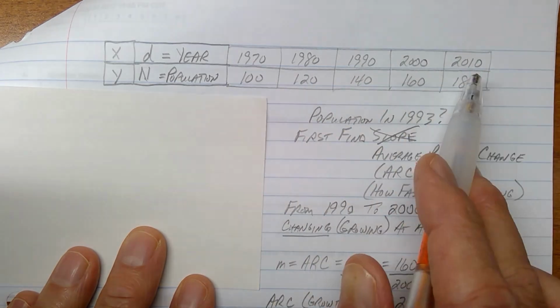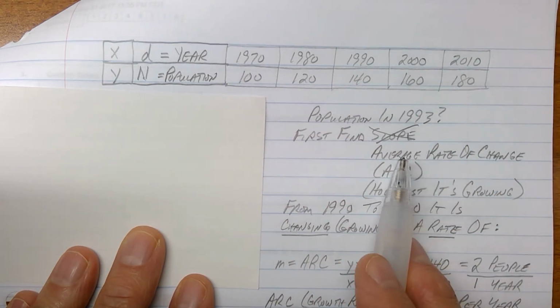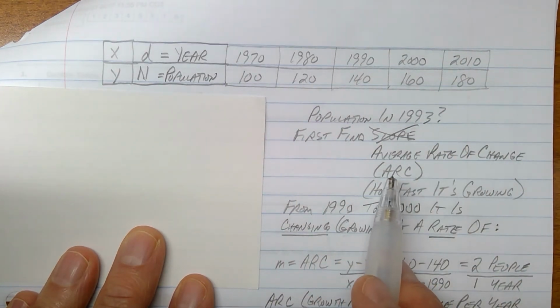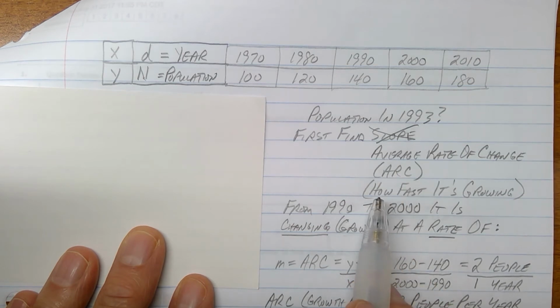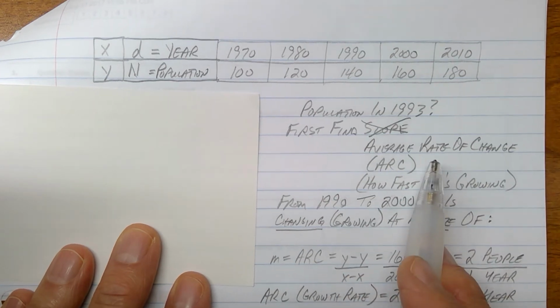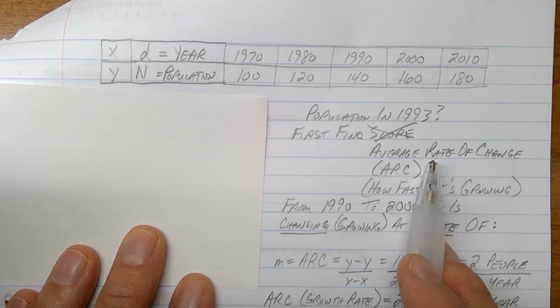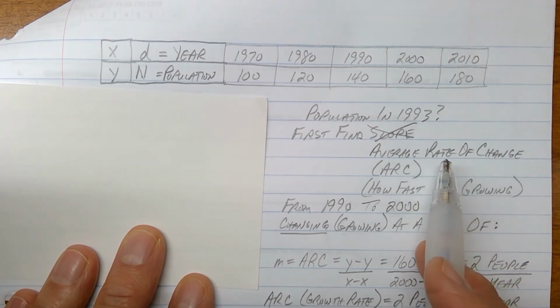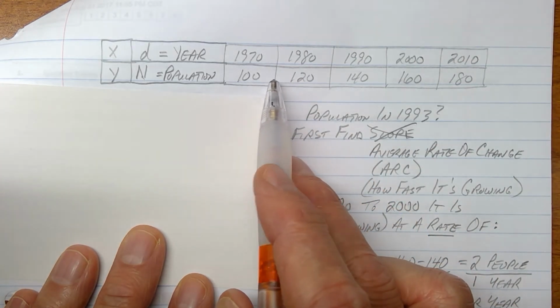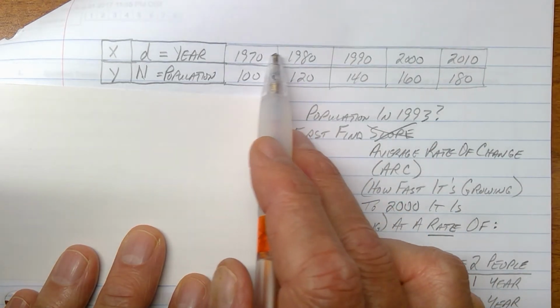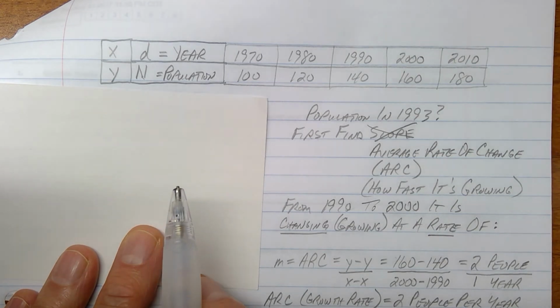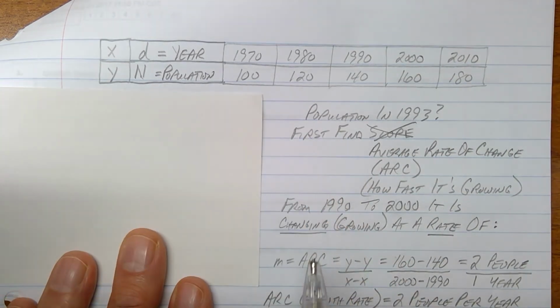All you got to do first is find what we're going to call the average rate of change, sometimes abbreviated to ARC. I got to find out how fast it's growing, or its rate of growth. Later on, I'm going to call it growth rate, all right? It's just the slope. So if I just think about this, it's growing 20 people every 10 years. Well, that's 2 people per year. You can kind of do that in your head. But here's the math, all right?